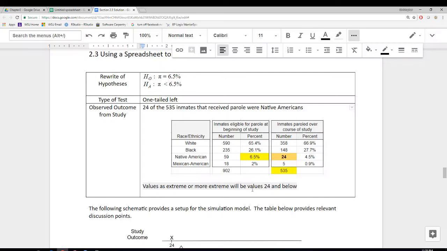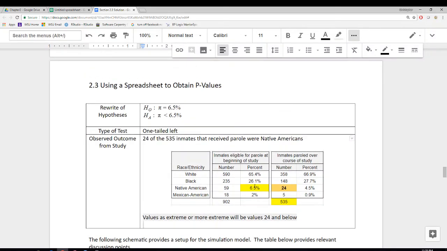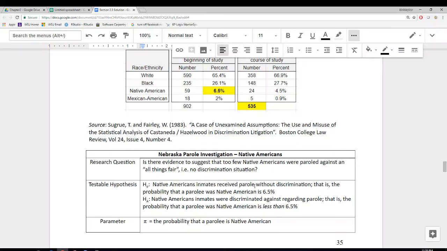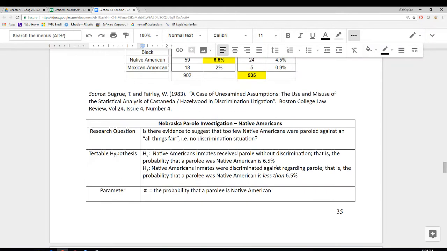When we're trying to determine as extreme or more extreme, it depends on two quantities. It depends on the study outcome, but it also depends on what the research question is asking. Is there evidence to suggest that too few Native Americans are paroled? So that's why I'm going to the left, too few Native Americans. If there were only 22 Native Americans paroled, that would be even more evidence for discrimination, or more evidence for our research question.